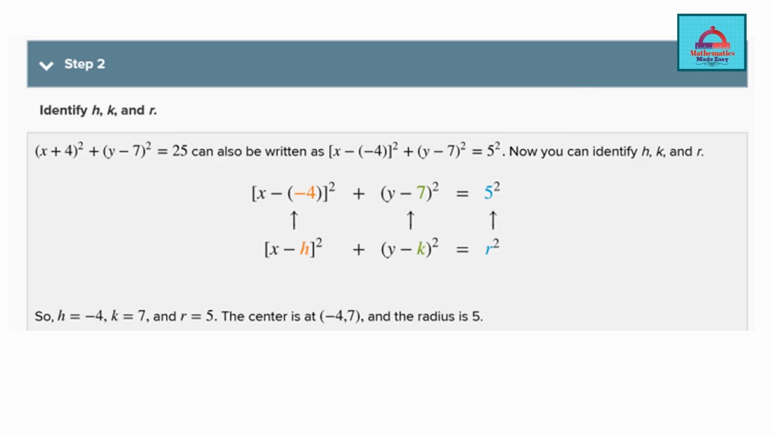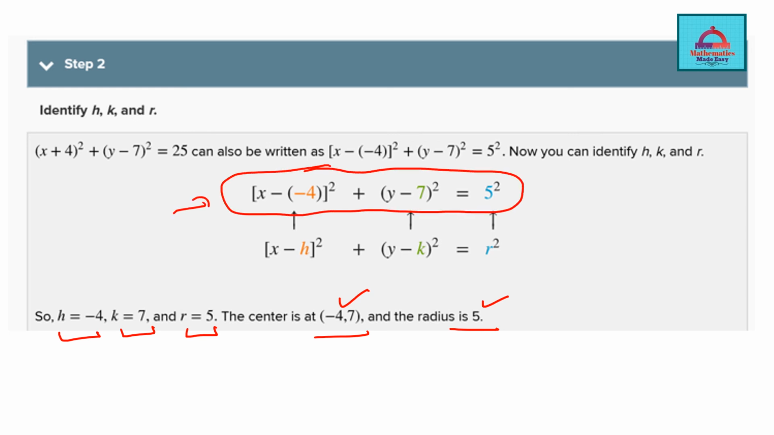So after you have identified your center and radius correctly, and you know that h is -4, k is 7, and r is 5, you know the coordinates of the center and you know the radius. You also in this step know the standard equation of the circle and how it can be written and converted to this form. Now the last step is left, which we will do in the next slide, and do the graph.